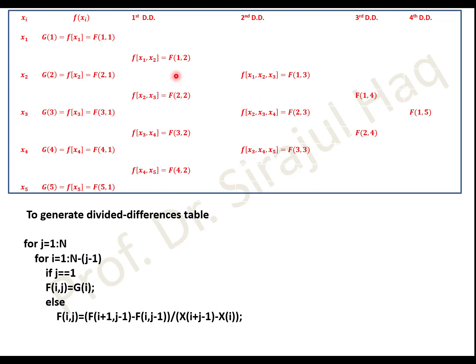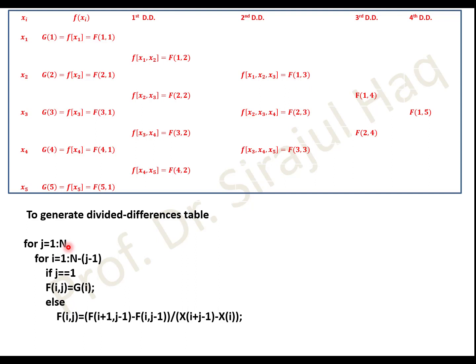F of 2, 2 minus f of 1, 2, which is this value, divided by x of i is 1. So this is 4 minus 1 is 3, x3 minus x1, which you know about the definition of the divided differences. And this process will continue until j is equal to n.